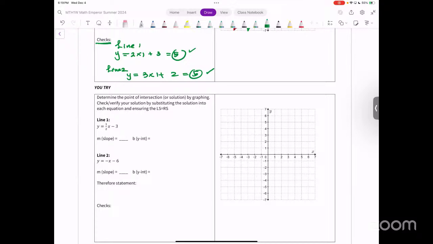You try. Slope is going to be 1/2. There's no question on that. Y-intercept is -3. Slope is going to be -1. Y-intercept is -6. Any question on that? No. Okay. Now, 1/2 means rise over run. So what we're going to do, we're going to mark the y-intercept first. We're going to mark -3 first. Then I need to go 1 unit up, 2 unit to the right, 1 unit up, 2 unit to the right, 1 unit up, 2 unit to the right.